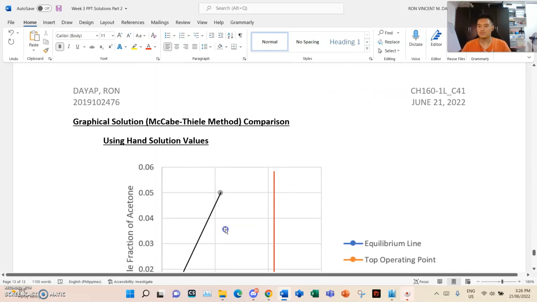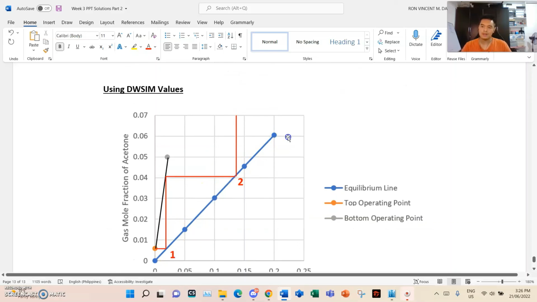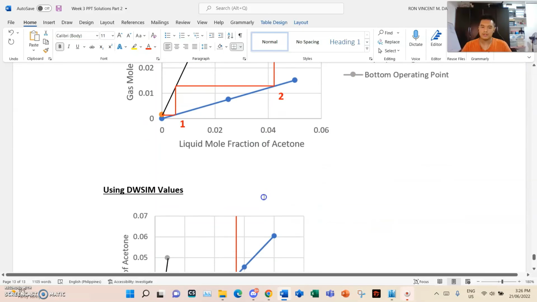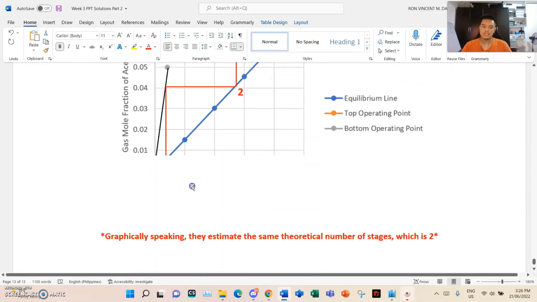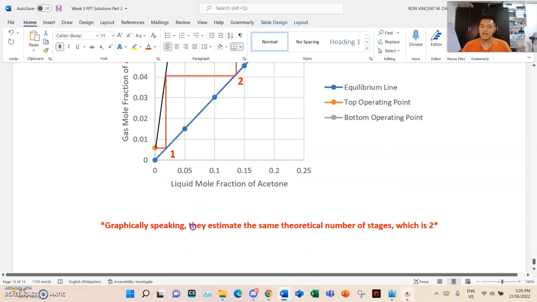But what if we use the DWSIM values? The equilibrium line stays the same, but the operating line is a bit different. Since the operating line is at these values, it has a different form compared to this. So this is my hand solution operating line, and this is the DWSIM values operating line. But as you can see, when we do the same procedure, projecting horizontally and vertically as it hits the equilibrium line, it also approximates to 2 theoretical stages. So graphically speaking, they estimate the same number of theoretical stages, which is 2.